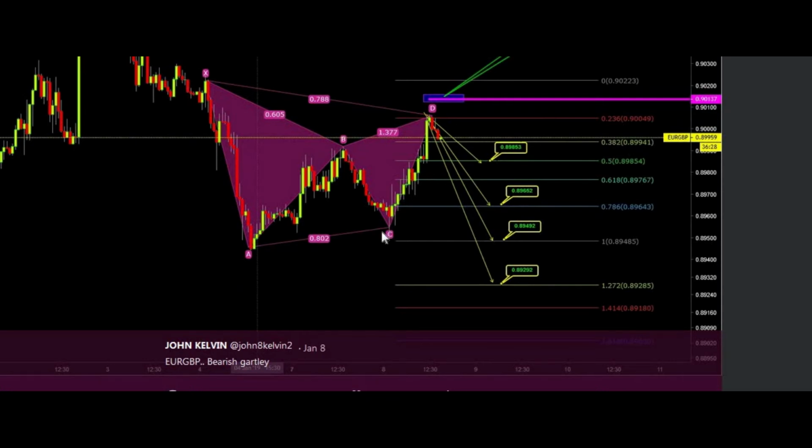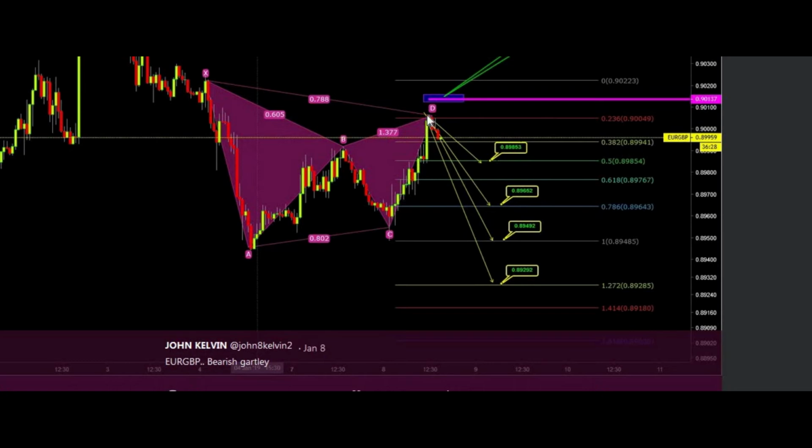Then to get the C leg, it must be from the A leg up toward the B leg and should bottom right between the 0.618 and 0.786. But the candlestick body must not close below the 0.786. You can only get the wick below the 0.786, which is what happened here.